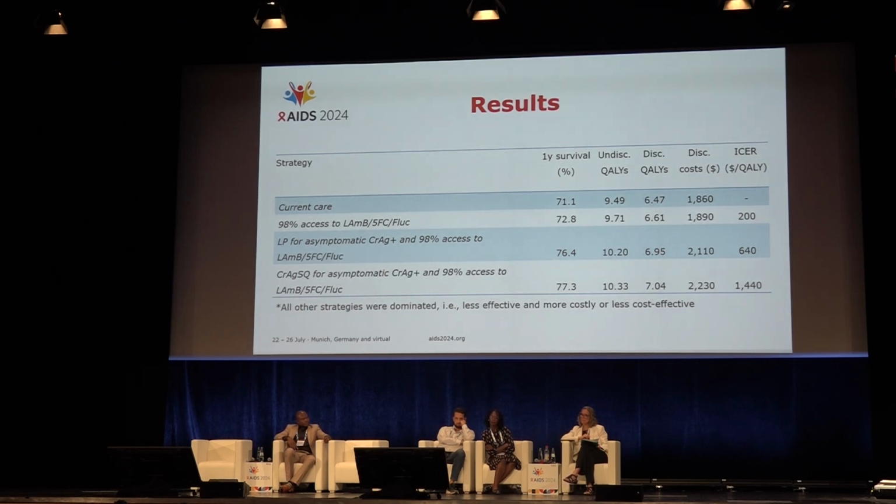You can see that survival increases substantially as additional diagnostic and treatment components were added, with increases in undiscounted and discounted quality-adjusted life years as well. And then all the other strategies were dominated. So that means they were less effective and more costly or less cost-effective than the strategies on this slide.